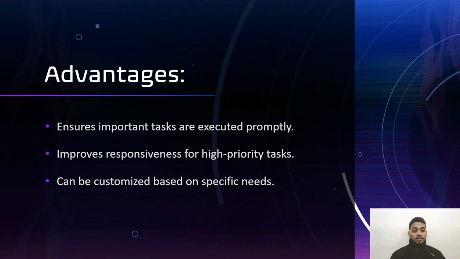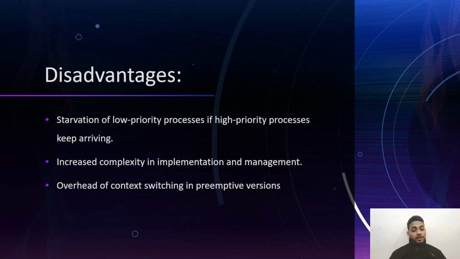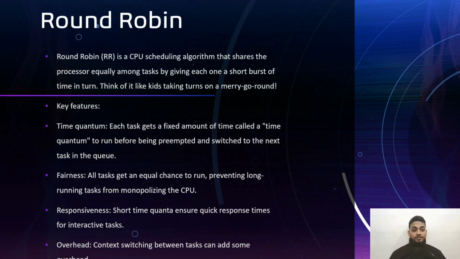Advantages: ensures important tasks are executed promptly, improves responsiveness for high priority tasks, can be customized based on specific needs. Disadvantages: starvation of low priority processes if high priority processes keep arriving, increased complexity in implementation and management, overhead of constant context switching in preemptive versions.